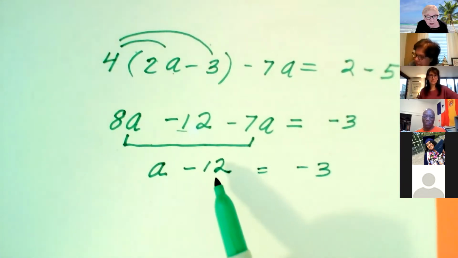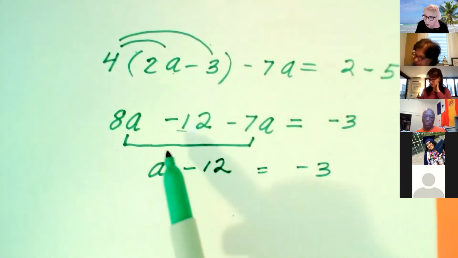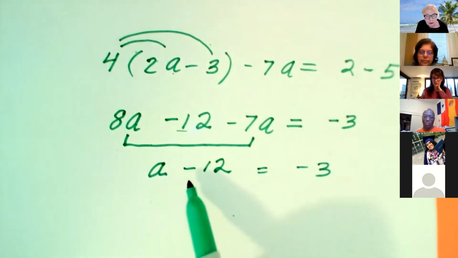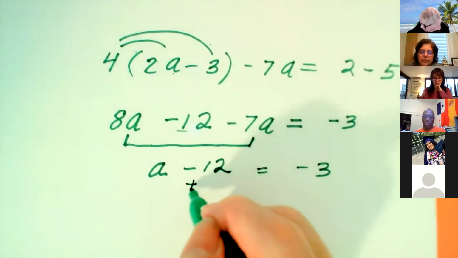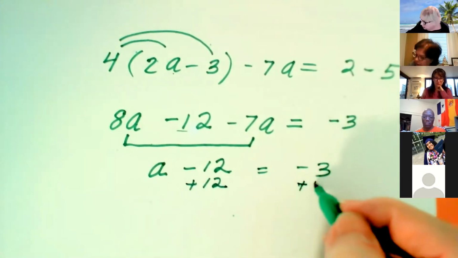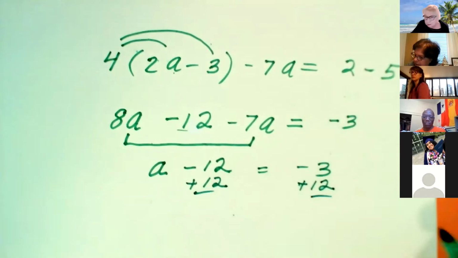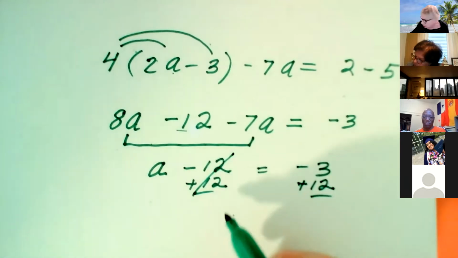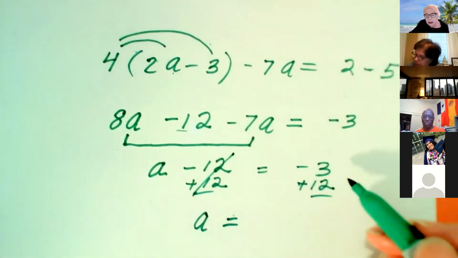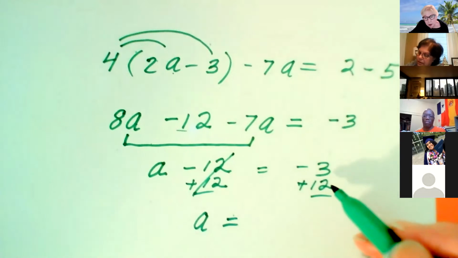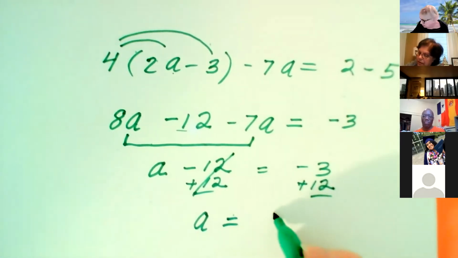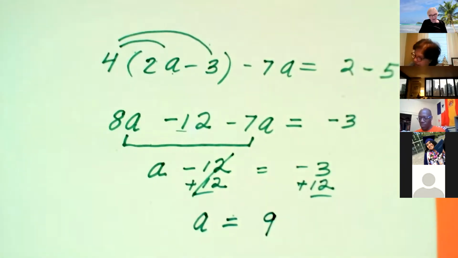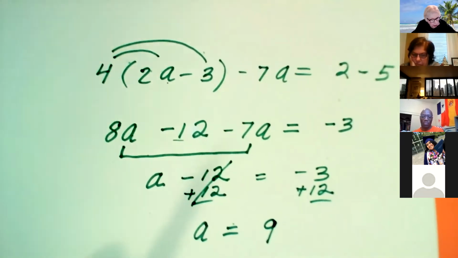And when you get to this level, you're almost there. Your goal is to get a alone on the side, whatever side it's on. And so I'm going to add 12 and add 12, plus 12 both sides. The minus plus 12 is history, and we're left with a equals -3 plus 12, which is the same as 12 and -3. Answer? 9. Correct. So see how we methodically did this.